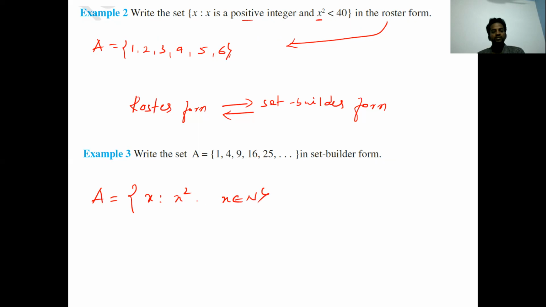You can write where x belongs to natural number. Yes. If you take 1, 1 square is 1; 2 means 4; 3 means 9; 4 means 16; 5 means 25. It will keep on going, there is no given last term, so it is an infinite set.